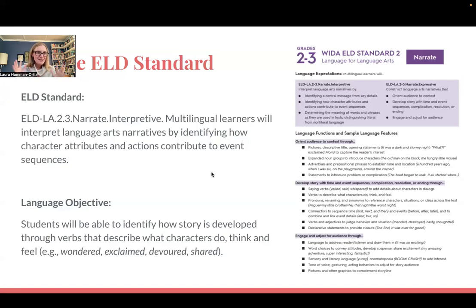So I know this is kind of like drinking from a fire hose. It's a lot of information, but I hope that this gives you a sense for the wonderful resource that this WIDA ELD framework is, and how the standards can be used to inform instruction and to help you think about how to plan for language for multilingual learners.